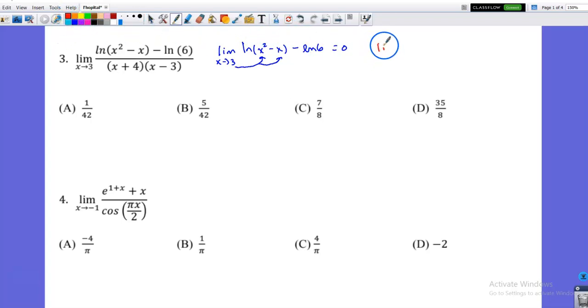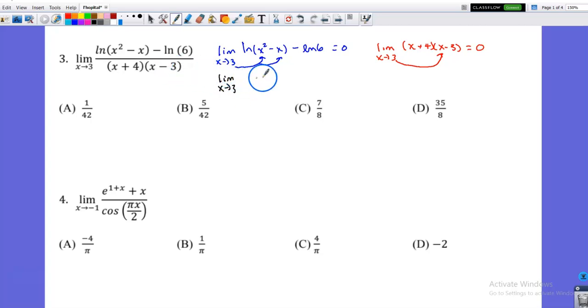Show the denominator totally separately, always separate. Limit as x goes to 3 of x plus 4 times x minus 3. And as soon as I substitute 3 here, that's going to give me a factor of 0, which is going to give me 0. Bringing in L'Hopital's rule, find the limit as x goes to 3.